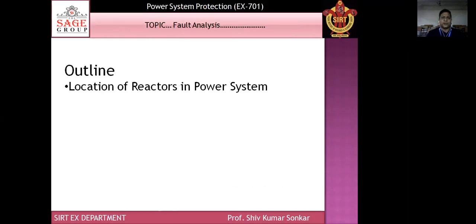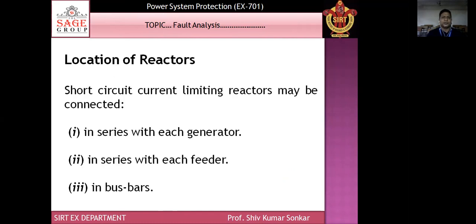Outline the location of reactors in the power system. Location of reactors: a short circuit current limiting reactor may be connected first in series with each generator, second in series with each feeder, and third in series with bus bars.